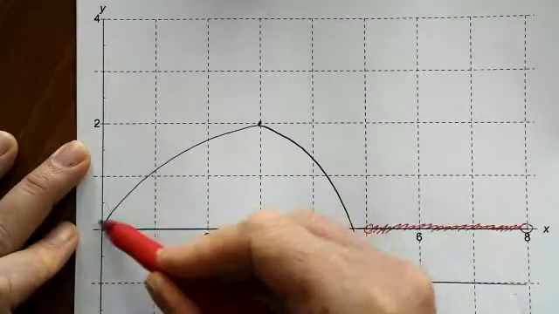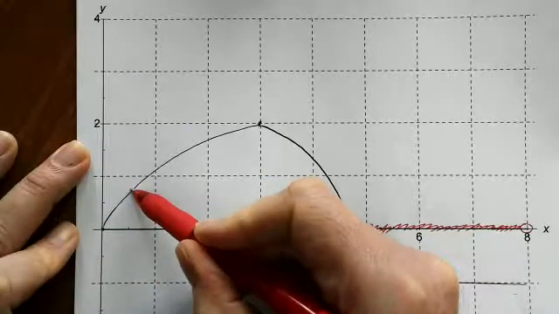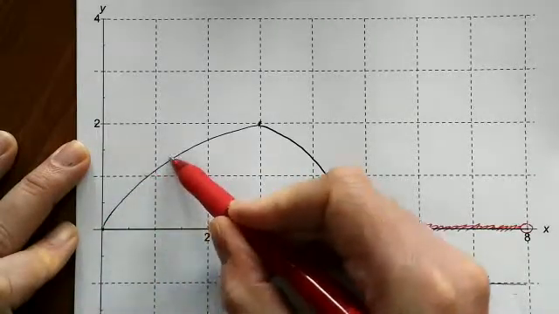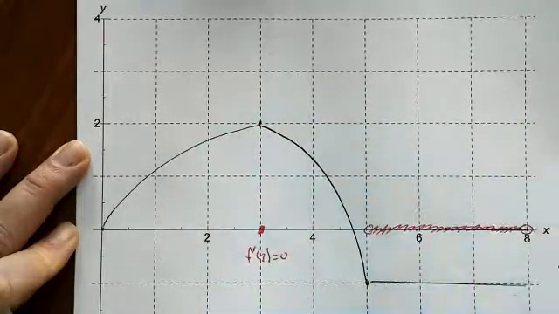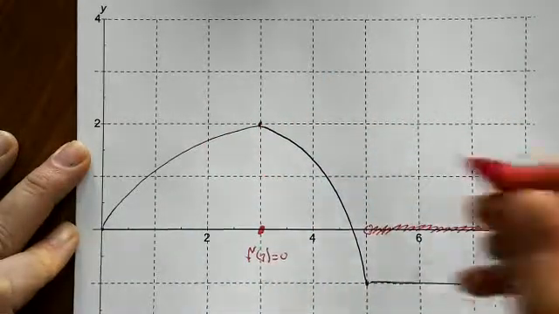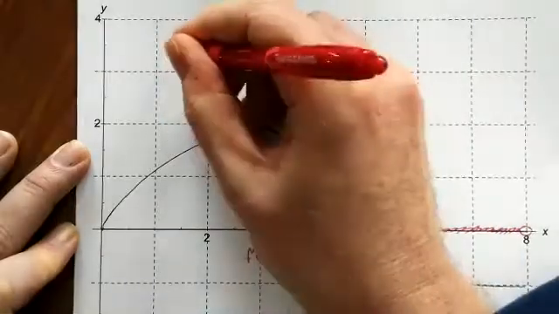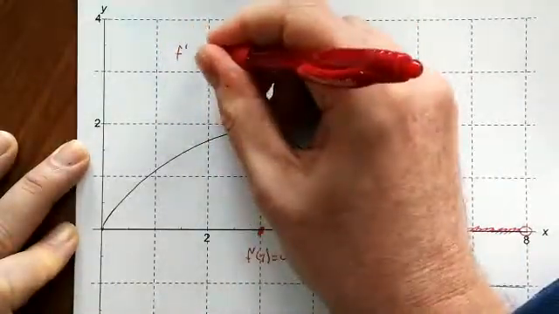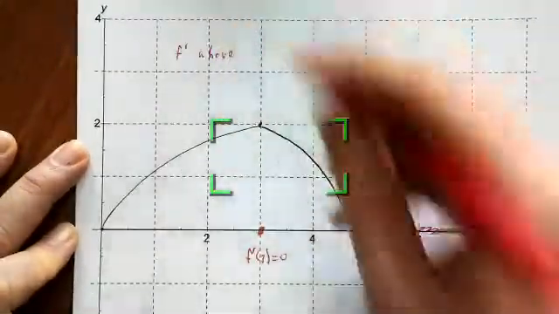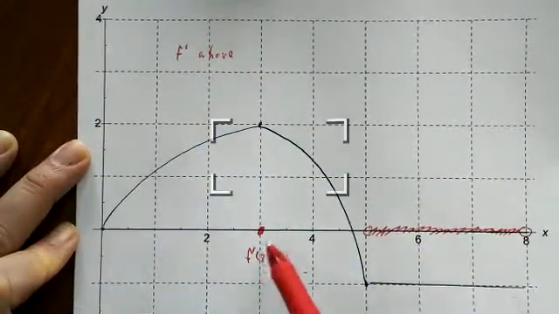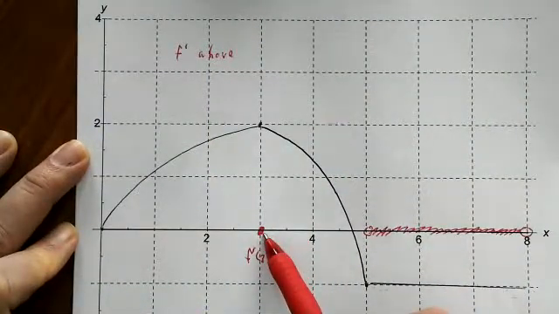Another way to say that is that the slope of the tangent line there is positive. Because the slope of f is positive, f prime between 0 and 3 will have to be above the x-axis.